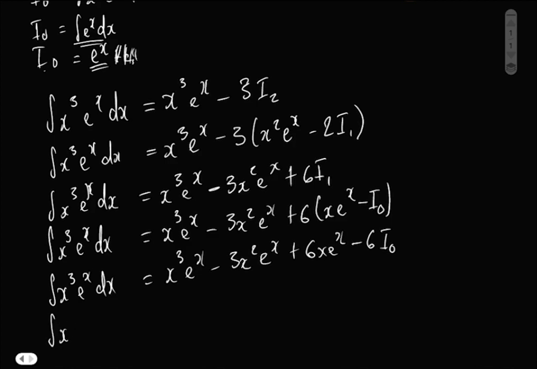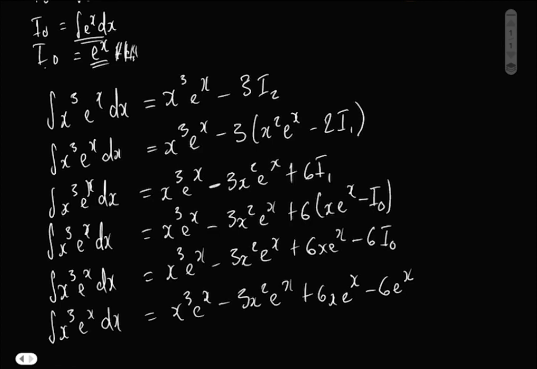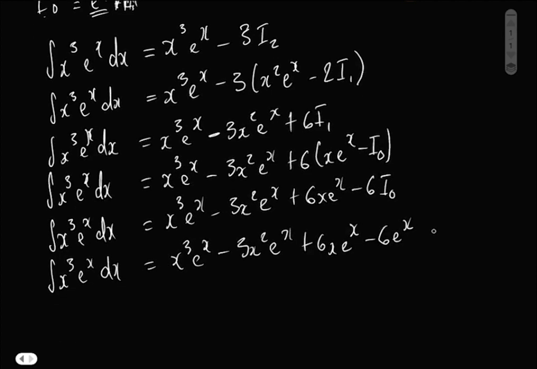Anyway, this becomes the integral of x cubed e to the x with respect to x, which is therefore equal to x cubed e to the x minus 3x squared e to the x plus 6x e to the x minus 6 of I0. I0 is e to the x. Wow, really? Yeah. And then, because we have done everything, you add your constant of integration, c. Wonderful. And if you want to factor out e to the x of all these guys, it's still fine.